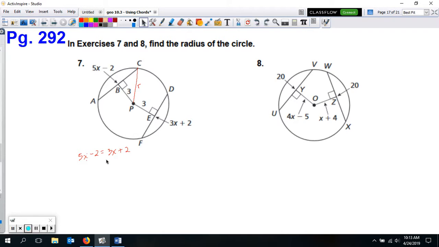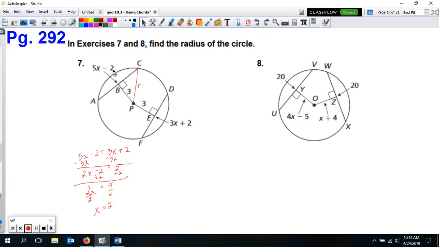Solve for x, that's the first thing to do. So we're going to start by just subtracting 3x from both sides. So that's going to give me now 2x minus 2 over here, plus the 2 on the other side. And so now I'm going to just add my 2 to the other side over here. Adding 2 will give me a 2x now on this side and 4 on the other side. So 2x equals 4, divide by 2, and we know x is 2.